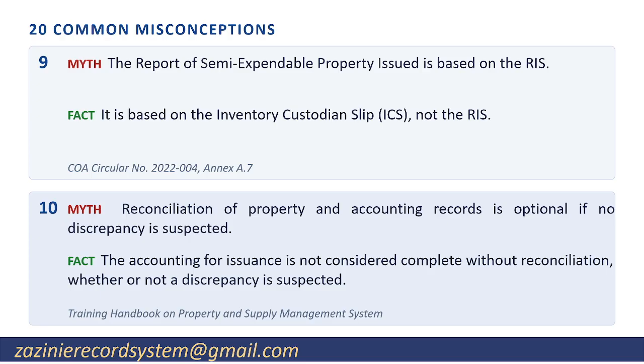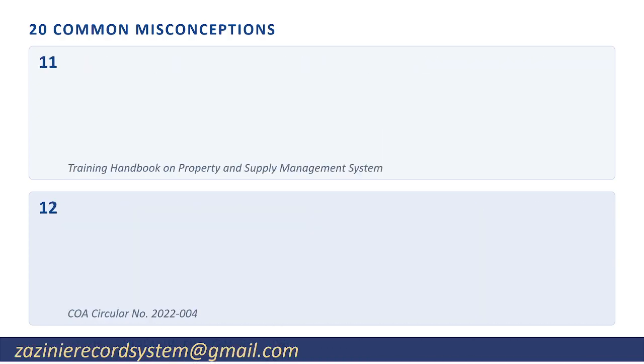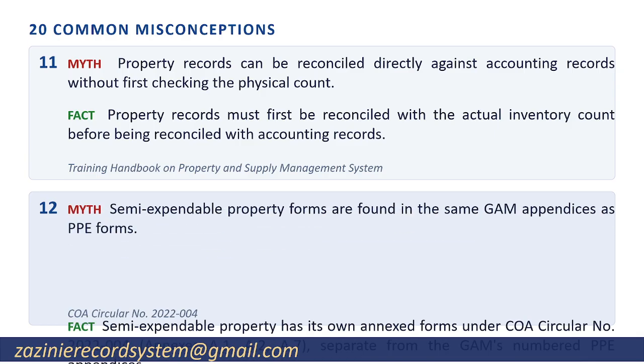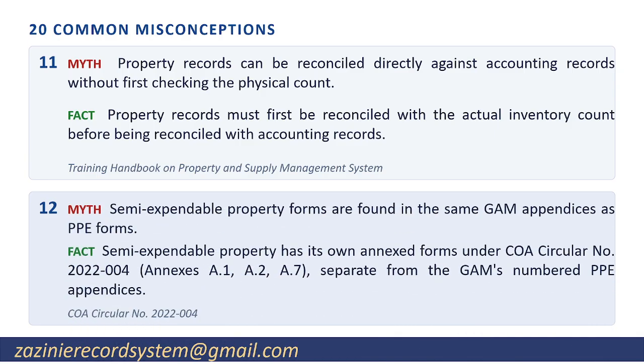20 common misconceptions. Number 11. Myth. Property records can be reconciled directly against accounting records without first checking the physical count. Fact. Property records must first be reconciled with the actual inventory count before being reconciled with accounting records. Number 12. Myth. Semi-expendable property forms are found in the same GAM appendices as PPE forms. Fact. Semi-expendable property has its own annexed forms under Commission on Audit Circular No. 2022-004, Annexes A.1, A.2, A.7, separate from the GAM's numbered PPE appendices. Next slide.